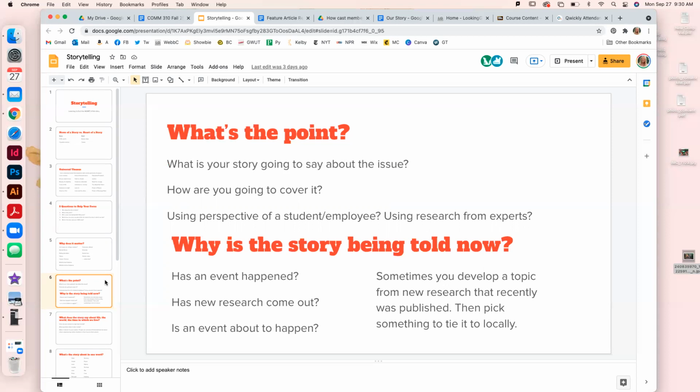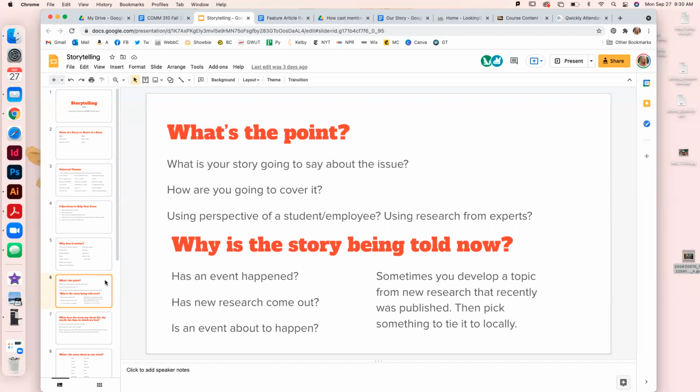And then, why is the story being told now? Has something happened? Has new research come out? A lot of feature stories happen because someone releases research. So, you know, this new study that just was released, I saw it this morning on the Today Show. They did a story. They didn't do the research, but an independent researcher did the research, and now they're taking that story and having a conversation about it.